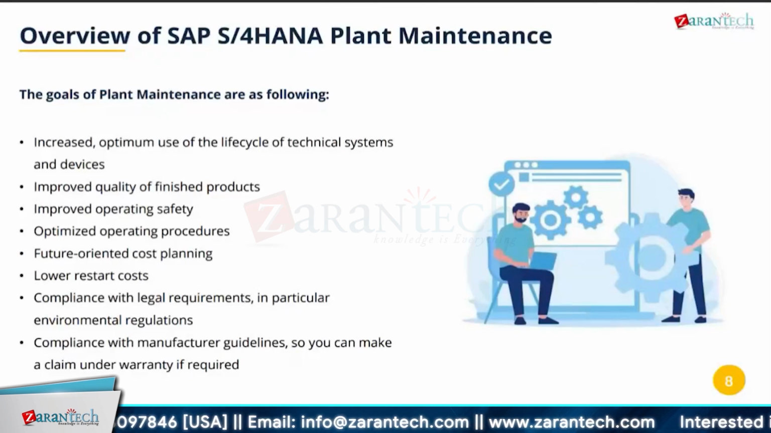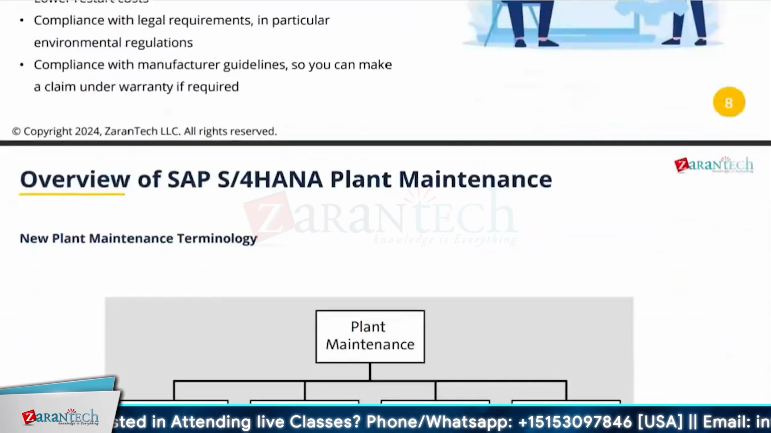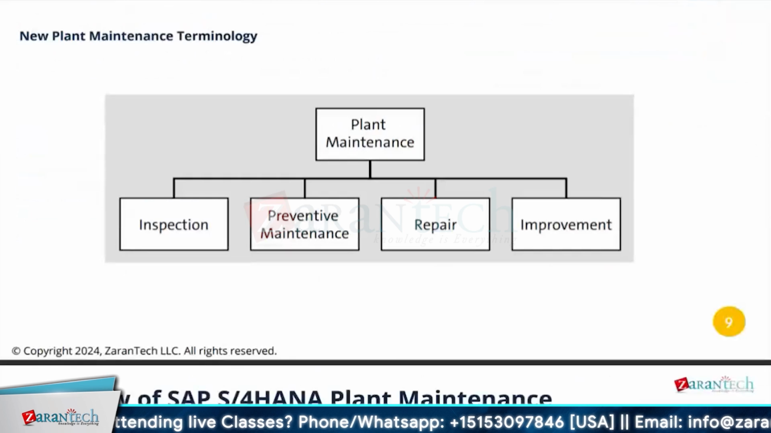Like we have an area to enter the warranty. For example, we talk about a lot of examples like a generator set, pumps, a laptop, what is possible as an equipment or as a service. When we get into the real scenarios, we will use those examples and explain them to you for each transaction. So the new plant maintenance terminology: plant maintenance is divided into four sections. The first one is inspection, preventive maintenance, repair, and improvement. These are processes under plant maintenance.